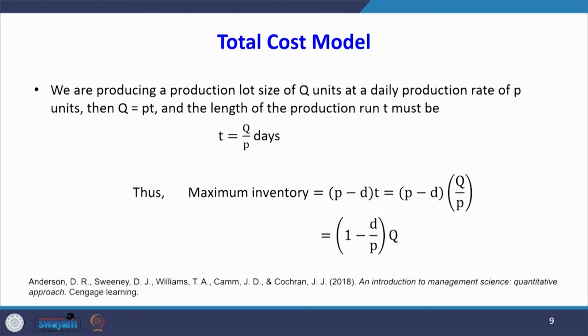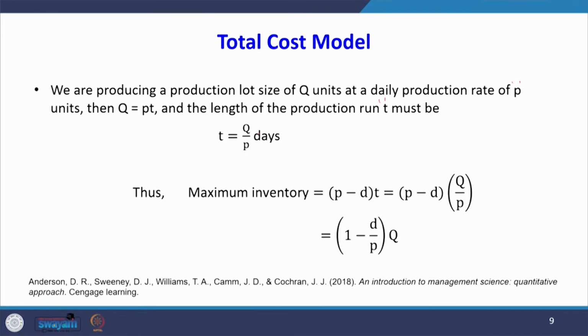How? We are producing a production lot size of Q units at a daily production rate of small p units. Then the lot size Q is equal to the per day production multiplied by the number of days. So the length of the production run T must be Q upon P, where Q is the lot size and small p is the per day production rate.